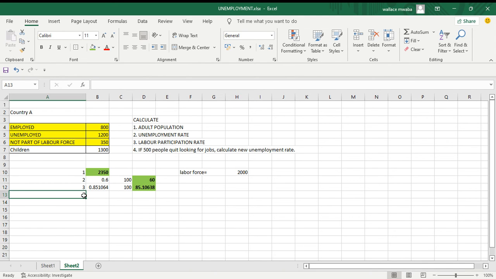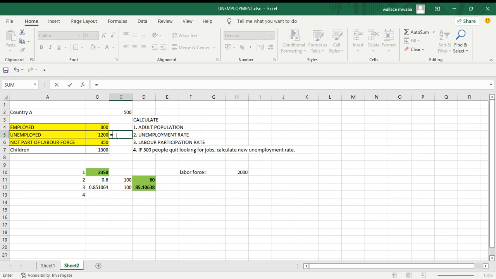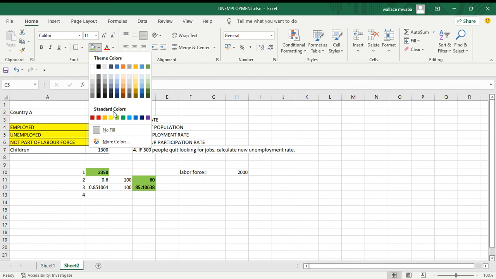Okay, question 4 says if 500 people quit looking for jobs, calculate the new unemployment rate. So 500 people have stopped looking for jobs. So we're going to deduct that from the unemployed. So the new number of unemployed people is going to be, 500 left, so 1200 minus 500. So after 500 left, the new number of unemployed people became 700.